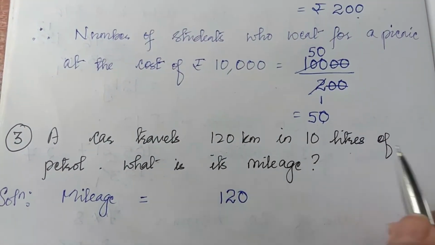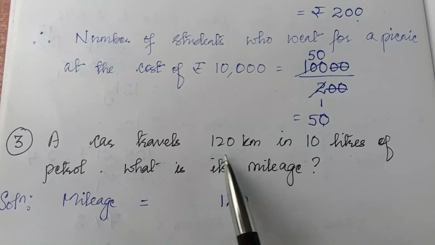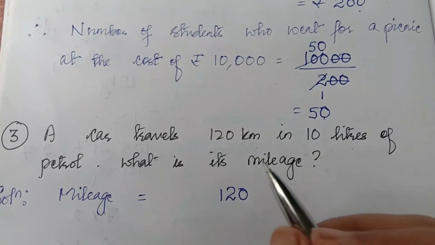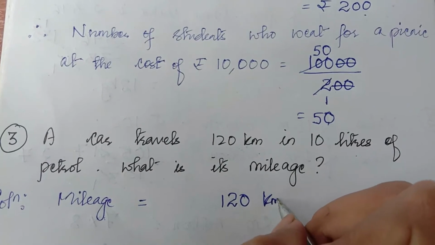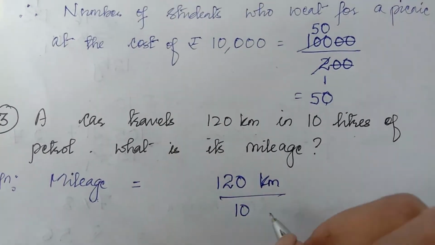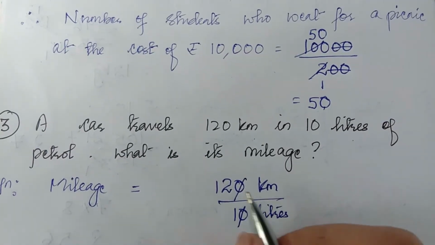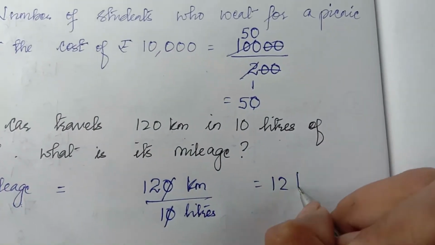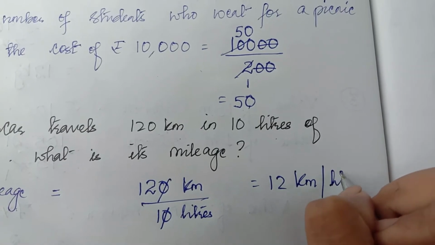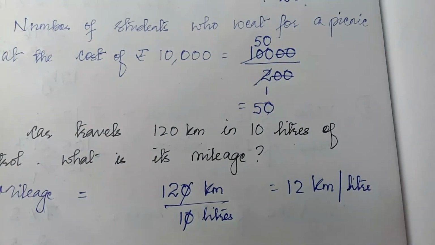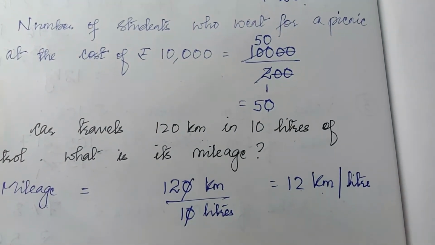So in 10 liters of petrol, a car can travel 120 km distance. So this 120 km will be divided by 10 liters. So we can cancel this 0, 0, this is 12. So its mileage is 12 km per liter. That means in 1 liter petrol, a car can travel 12 km.